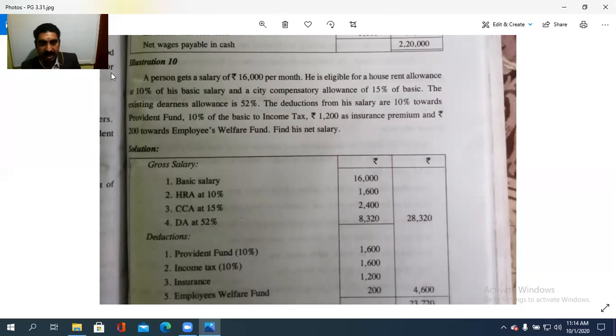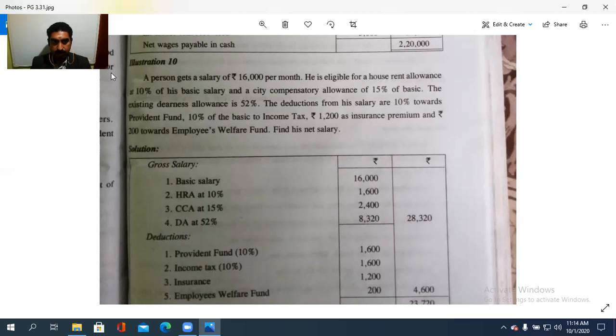See the deductions. Deductions from the salary are 10% towards the provident fund. So again 10% of 16,000 is 1,600. Then 10% of the basic to the income tax, and 1,200 as insurance premium, and 200 towards the employees welfare fund. Find his net salary.